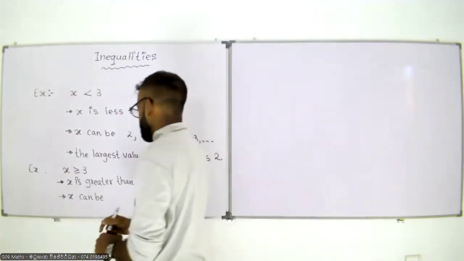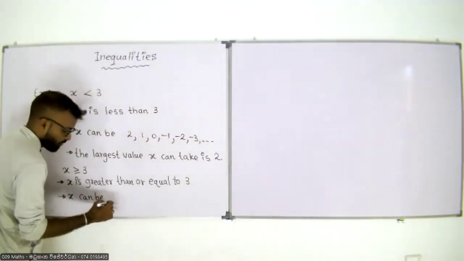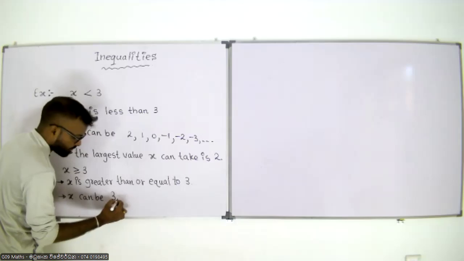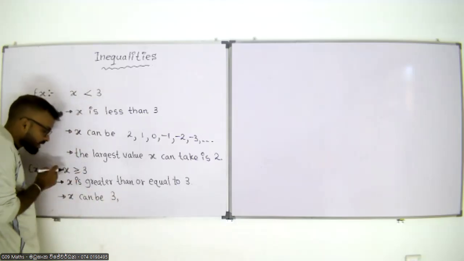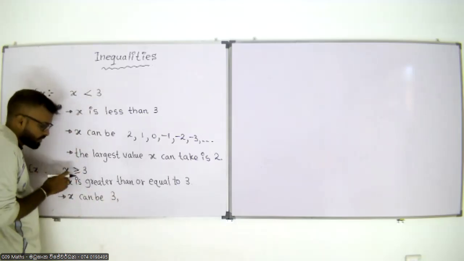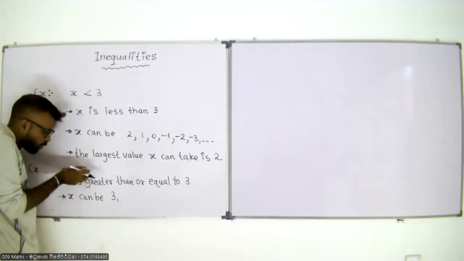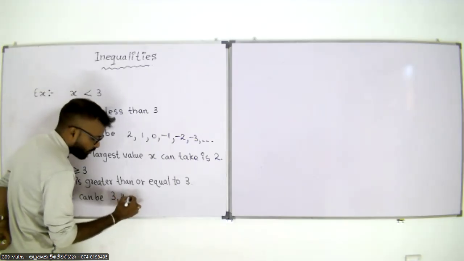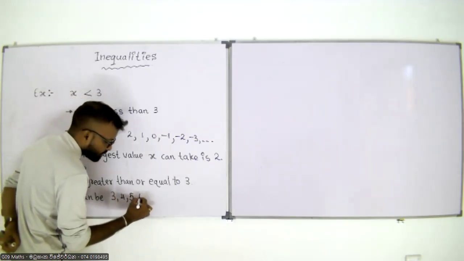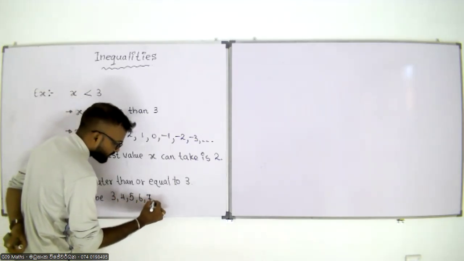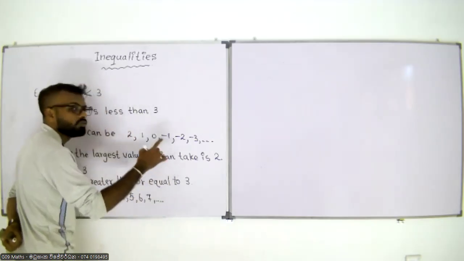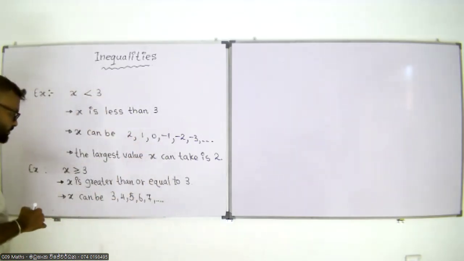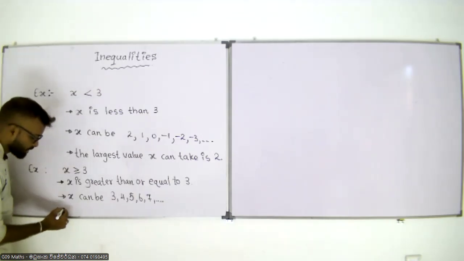So the x can be 3, right? And greater values than 3. X can be 3 and all the other values greater than 3: 4, 5, 6, 7, right? And so on up to positive infinity.